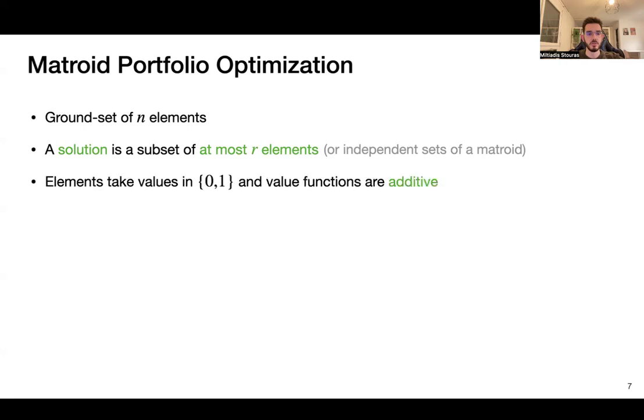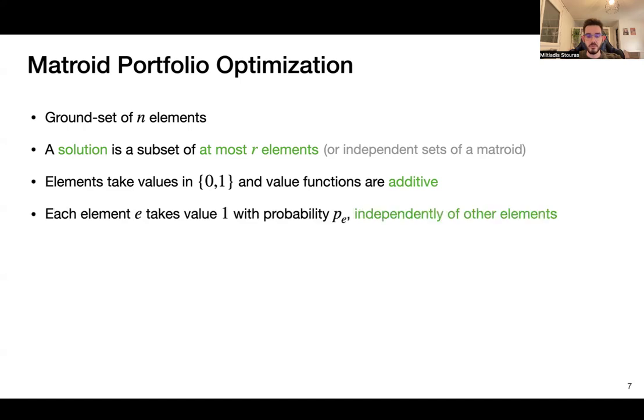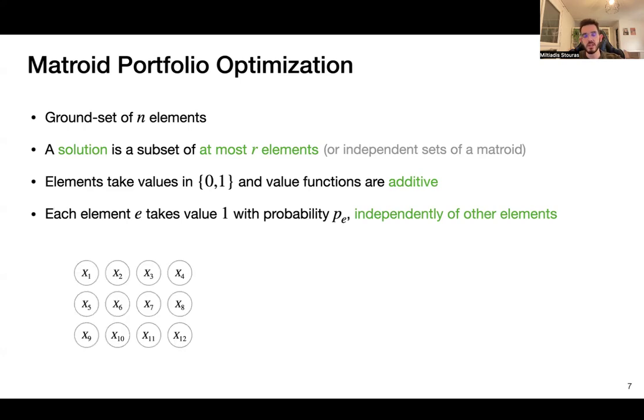And we're going to look at the case where the elements take values either 0 or 1, and the value functions are additive. This means that the value of a solution is simply the sum of values of its elements. And we're going to look at distributions such that each element takes value 1 independently of the other elements with some probability, right? So essentially, we have a ground set of independent Bernoulli random variables with different activation probabilities.